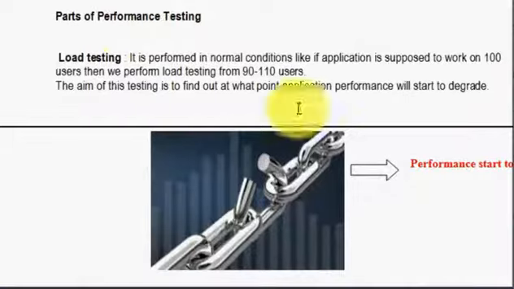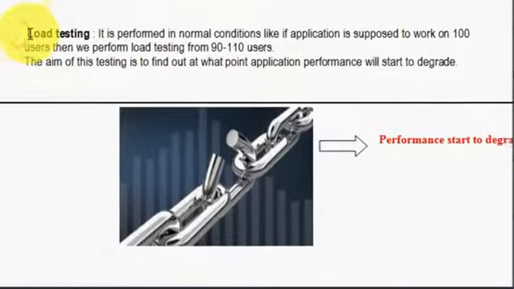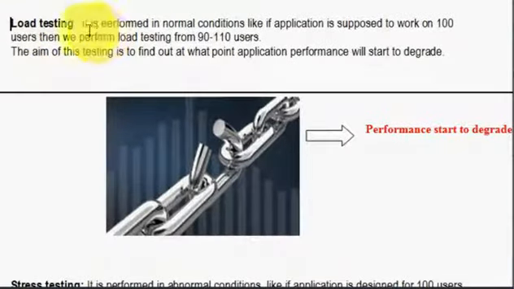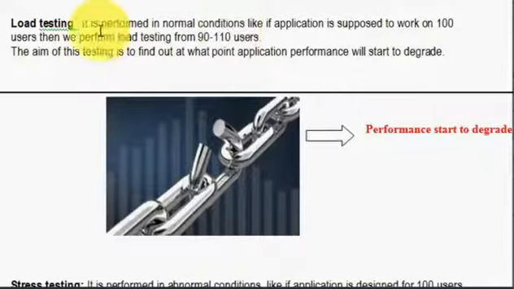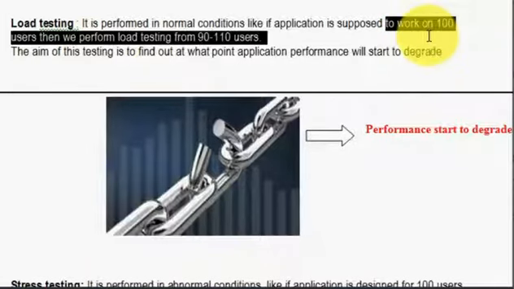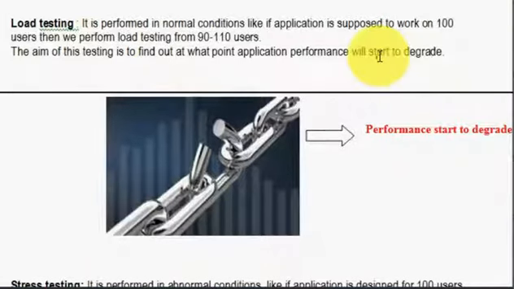So we have different types of performance testing. The first is load testing. Load testing is performed in normal conditions. Normal conditions means if we have an expected number of users of 100, while performing the load test, we are going to apply a load of 100 to 110 users. Normal conditions means we are applying the load up to the expected number of users.